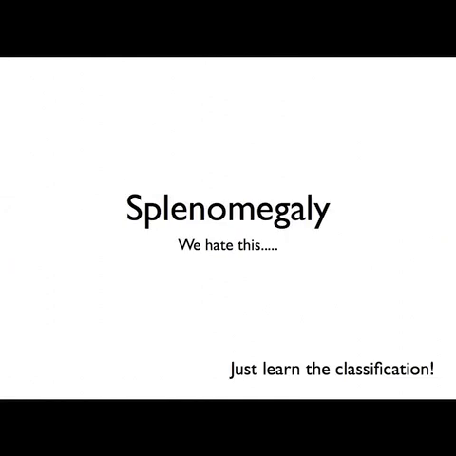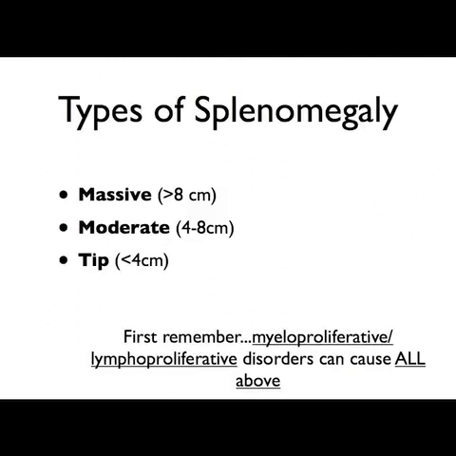So, okay, splenomegaly. We don't like splenomegaly. Well, I don't like splenomegaly. There's quite a lot of causes, but we'll classify as always. So there's massive, which is greater than 8 centimeters enlargement, moderate 4 to 8 centimeters enlargement, and tip, where just the tip is palpable, which is less than 4 centimeters of enlargement.